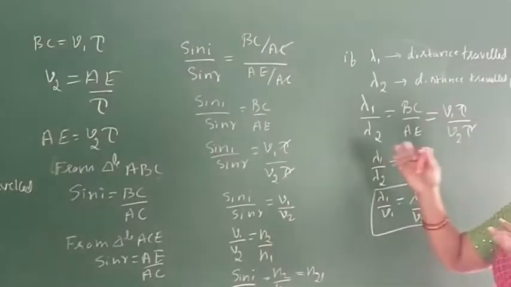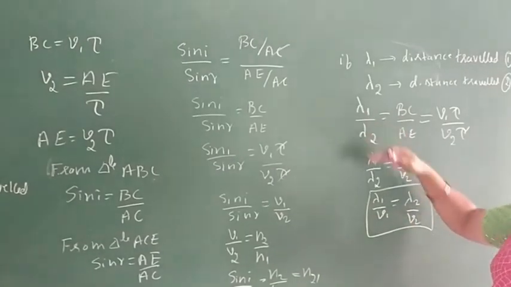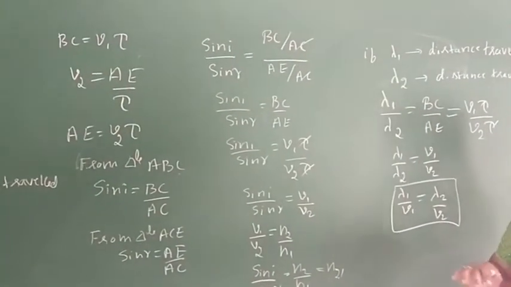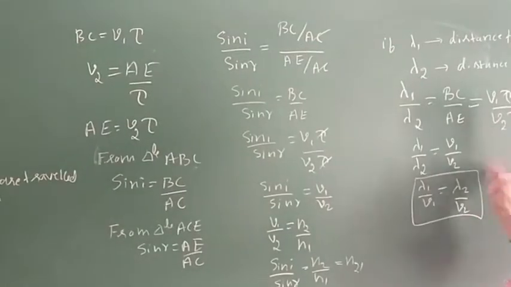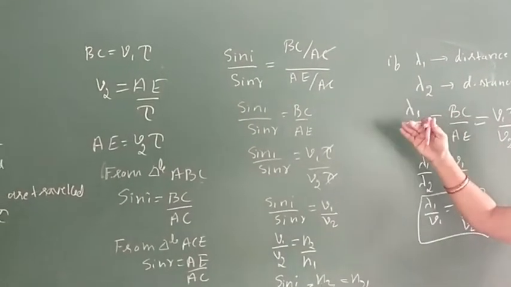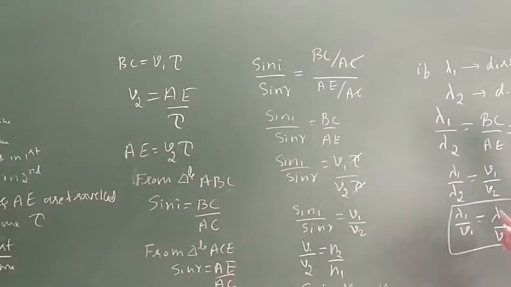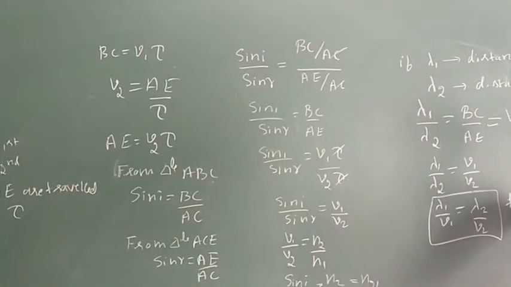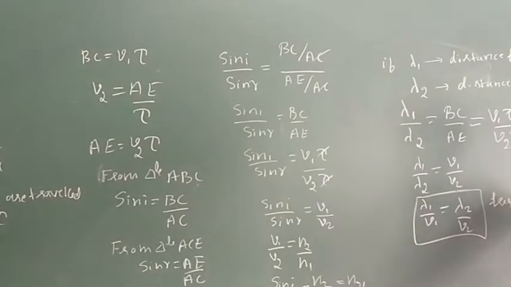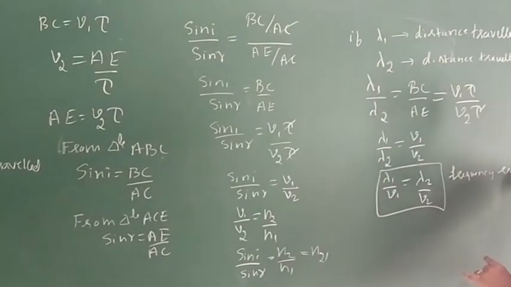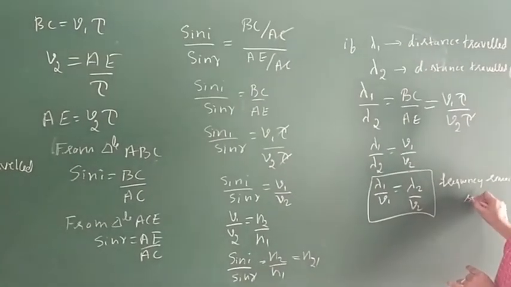When light travels from a rarer medium to a denser medium, its velocity decreases. This proves that when the light travels from a rarer medium to a denser medium, its velocity decreases, but the frequency remains the same.